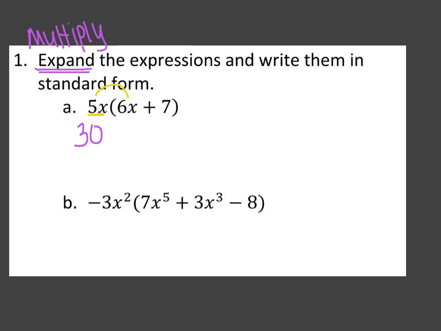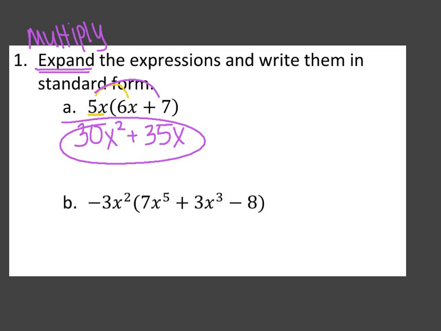And then I just have to think about, okay, what is x times x? Well, x times x is going to give me x to the power 2. Then if I take 5x times 7, 5 times 7 is 35. And the x tags along from the outside. And this would be my final expanded answer.